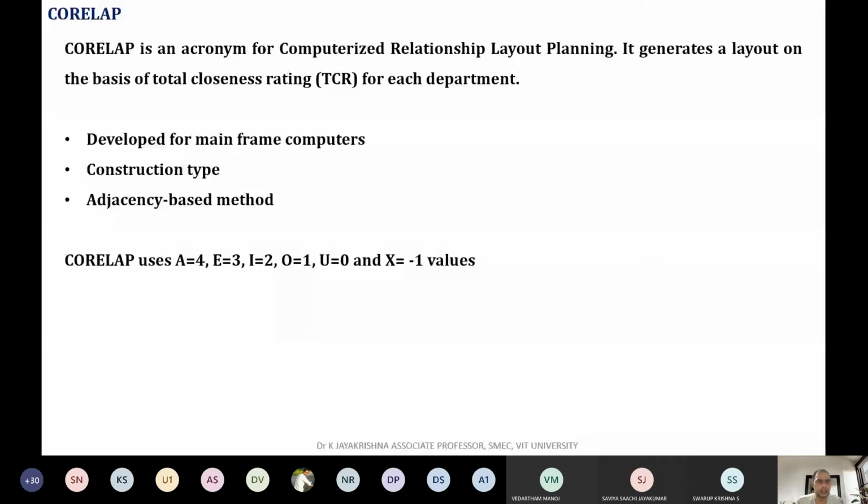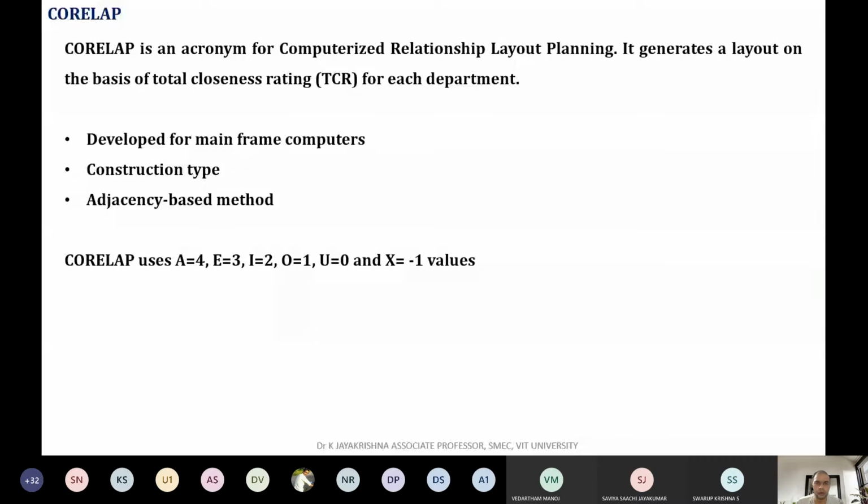Okay, so this is about the CORELAP problem. The acronym for CORELAP is Computerized Relationship Layout Planning, right? So using computers we are going to solve this, but in our class, we are going to see how to solve it, the mathematics behind that. Here CORELAP depends upon something called total closeness rating.